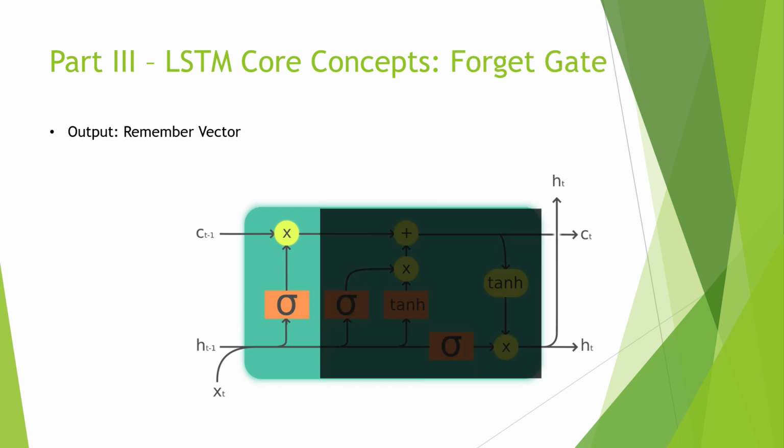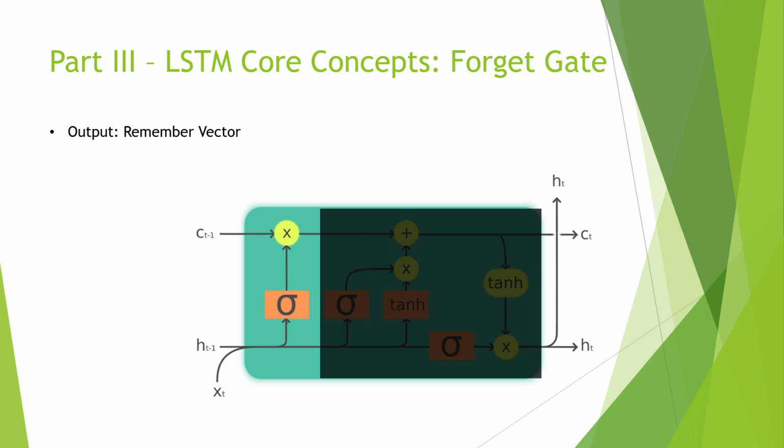So the first gate that information in the LSTM passes through is known as the forget gate, and I've highlighted that gate in the image of the LSTM cell below. The main purpose of the forget gate is to decide which information from the previous cell state is irrelevant and should be dropped from the LSTM cell.